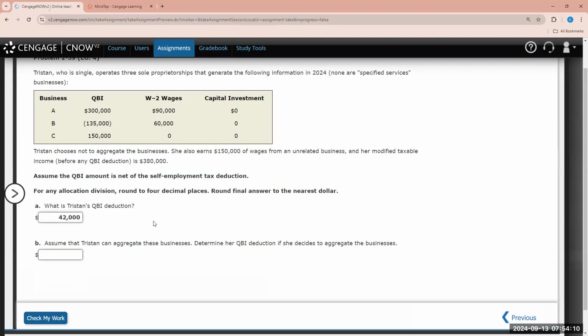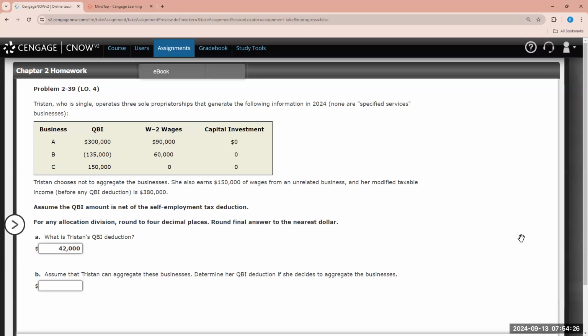Now it's asking, assume that Tristan wants to aggregate the businesses, right? So in such case, none of the businesses own qualified property. There's nothing here in the problem that lets us know that the businesses own any qualified property. So as a result, only the W-2 wages limitation applies. And Tristan's qualified combined income would essentially be 63,000. And how do we calculate that? It's calculated as follows.